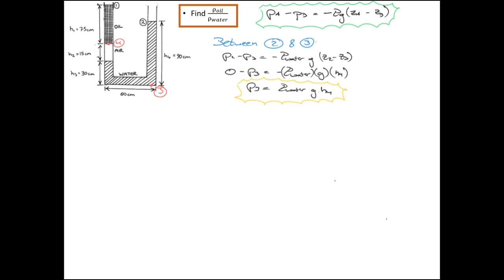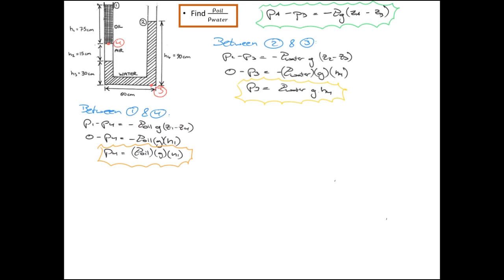So applying this approach between points 1 and 4, we make the exact same assumption that the pressure at point 1 is atmospheric pressure, therefore it's equal to 0 Pascal gauge. And then acknowledging the fact that the difference in height between point 1 and point 4 is equal to H1, we get an expression for the pressure at point 4, which is equal to the density of the oil multiplied by the acceleration due to gravity multiplied by H1.